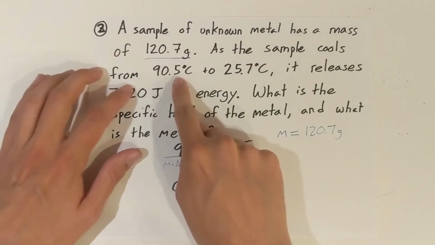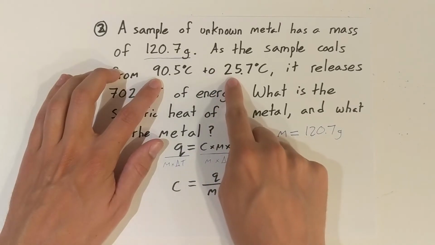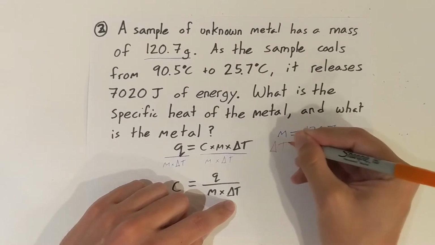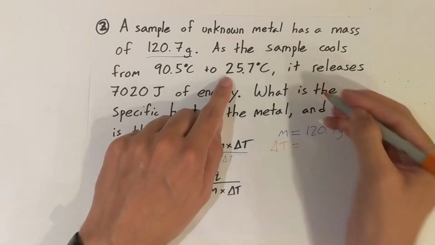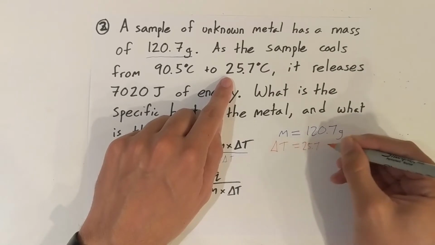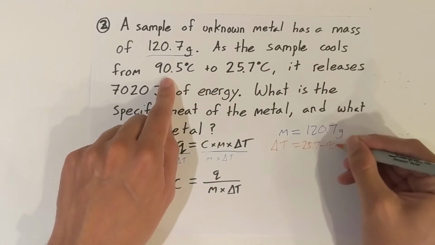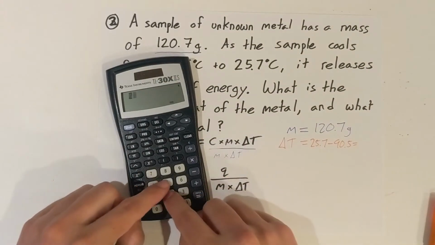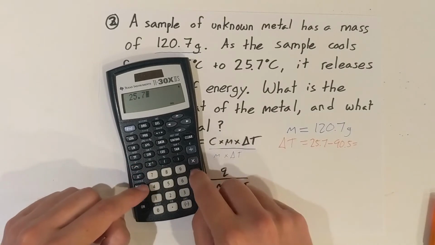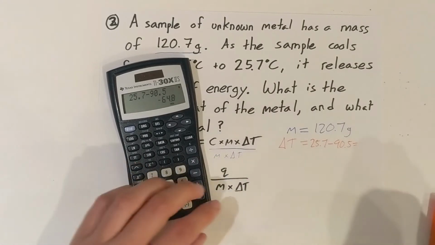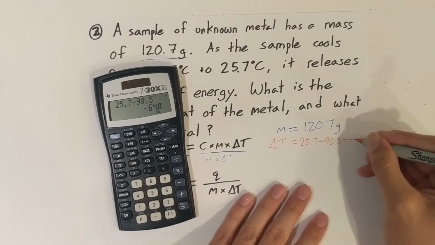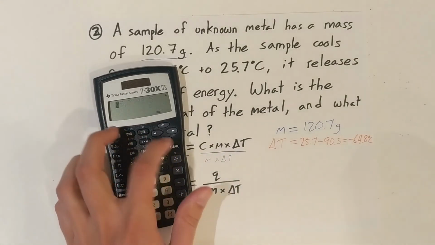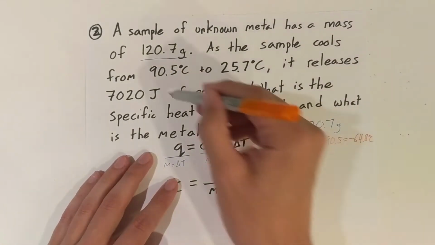As the sample cools from 90.5 to 25.7, our delta T here is going to be our final, 25.7, minus 90.5. We're going to have a negative delta T here because it's cooling off. So let's figure that out right now: 25.7 minus 90.5. Our change in temperature is negative 64.8 degrees Celsius. So we got that right here.